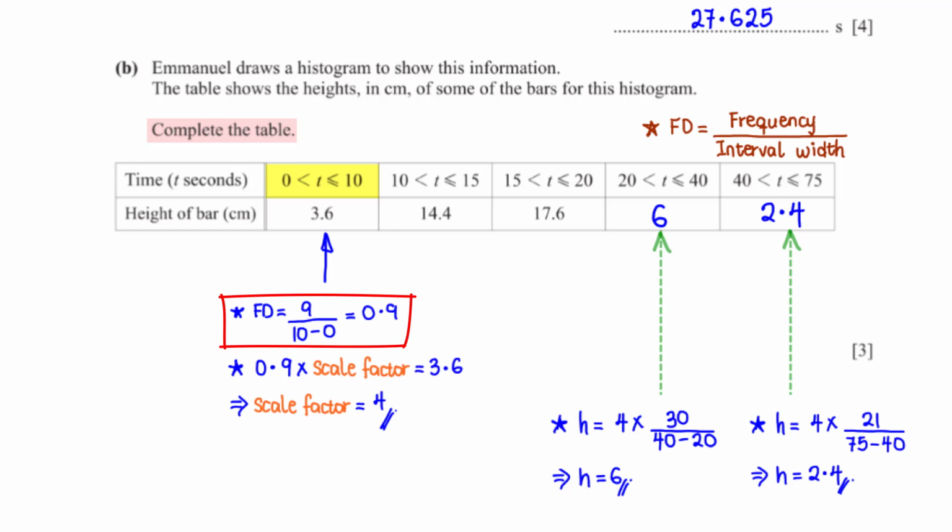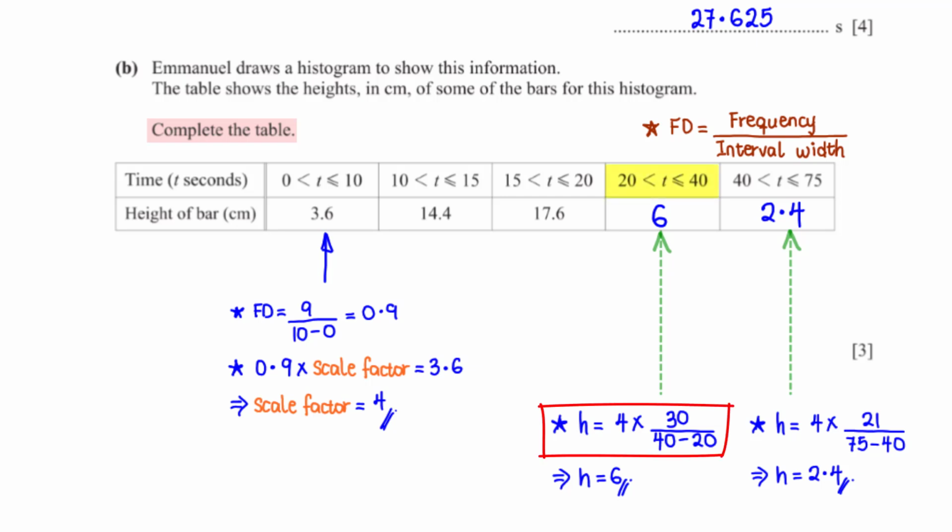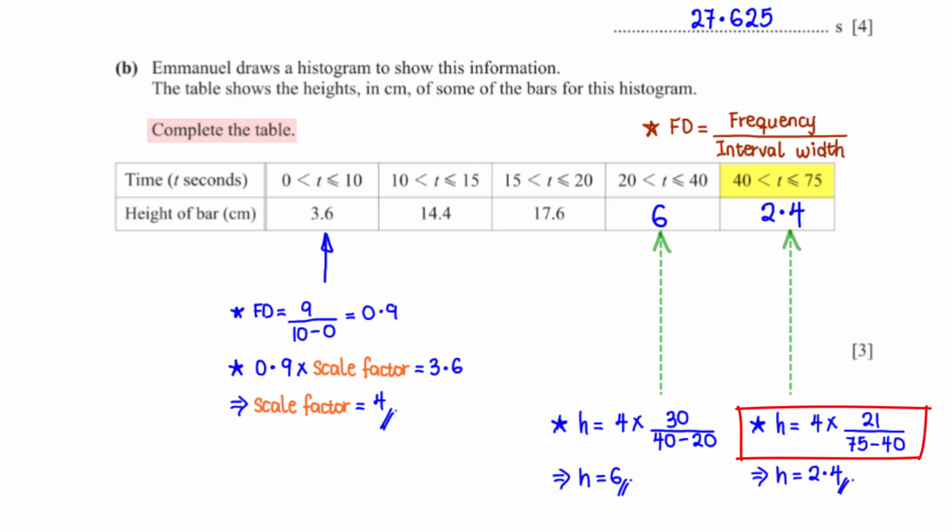The frequency density value and the height value are different. This means 0.9 times a certain scale factor equals 3.6. When we divide both sides by 0.9, we get the scale factor as 4. So now to get the height of this interval, we have 4 times its frequency density, which is 30 divided by 40 minus 20. This gives us the height as 6. For this interval, we have 4 times its frequency density, which is 21 divided by 75 minus 40. This gives us the height as 2.4.